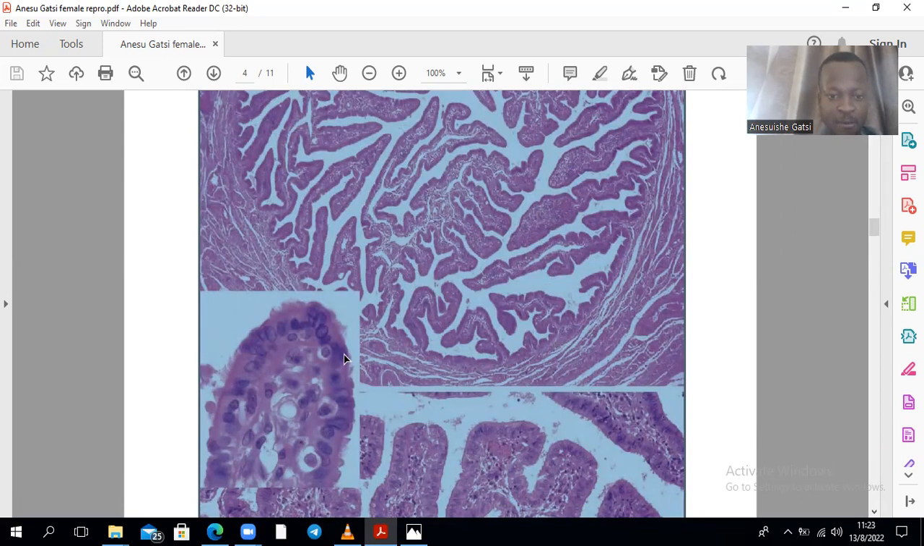Then from this here, that's a high magnification of the cells. You can appreciate the peg cells in this region here, the ones that are not ciliated, and the cilia is here. So those are now the lining cells.